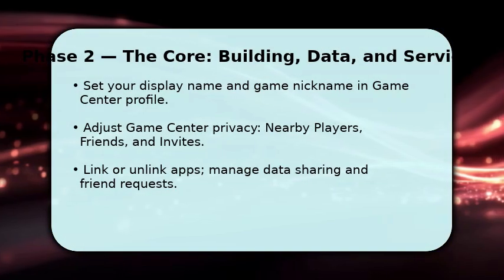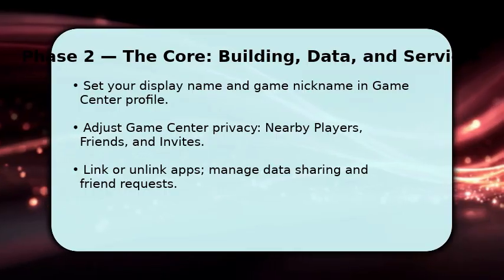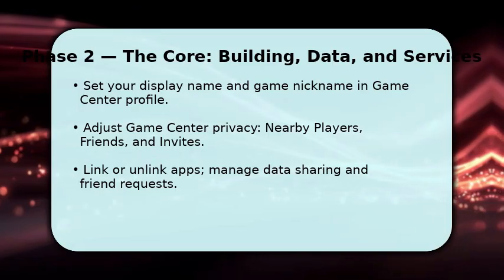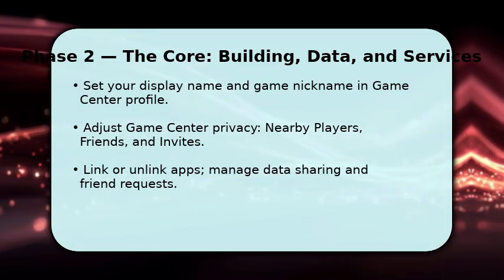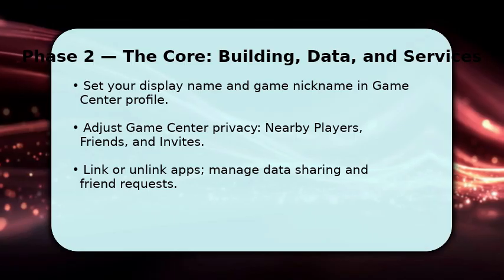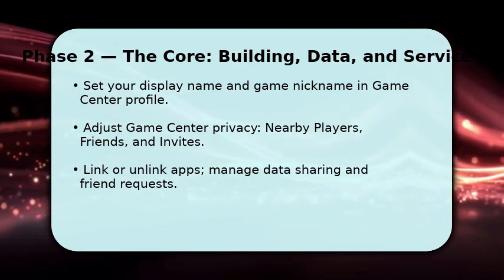Now configure your Game Center profile so games recognize you. Set a display name and optional nickname. This is how friends see you. Then make privacy choices. Allow nearby players, accept friend requests, or restrict invites. This controls who can find or challenge you.